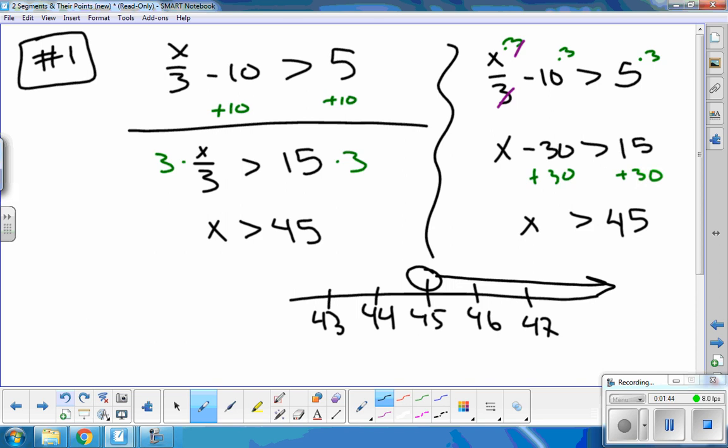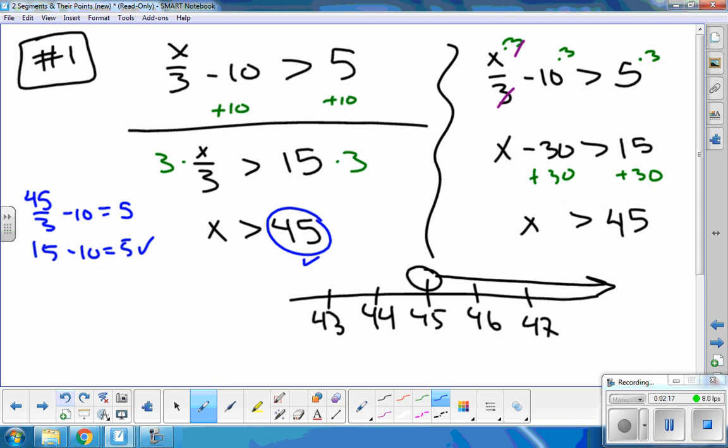Again, to check your work, there's two things you have to check. You need to check both whether your number is right and whether your arrow is right. So to check whether the number is right, I'm going to plug that number into this and make sure the left and the right are equal. So I have 45 over 3 minus 10 is equal to 5. Well, that's 15 minus 10, and that is equal to 5. That means I solved correctly. That means that this number is good.